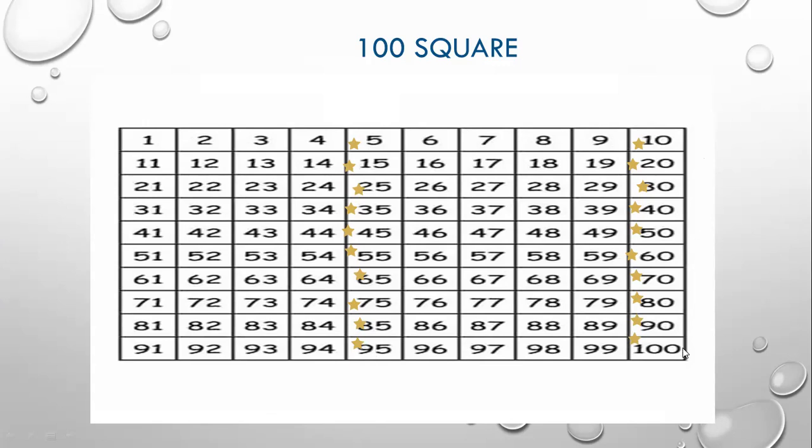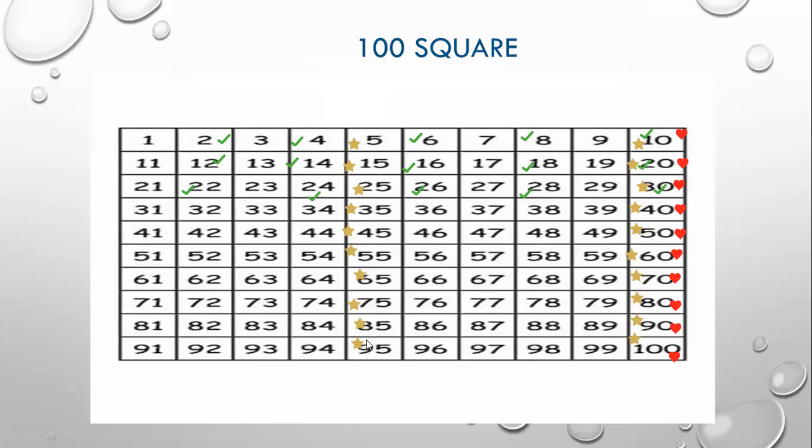When we are counting in tens, we are going to count 10, 20, 30, 40, 50, 60, 70, 80, 90, and 100. This is called counting in tens. Where I have put in the star signs, these are called counting in fives. Okay. Counting in twos. 2, 4, 6, 8, 10 means you have to count 2 only. 12, 14, 16, 18, and 20. Again, 22, 24, 26, 28, 30. So on. This is called counting in twos.